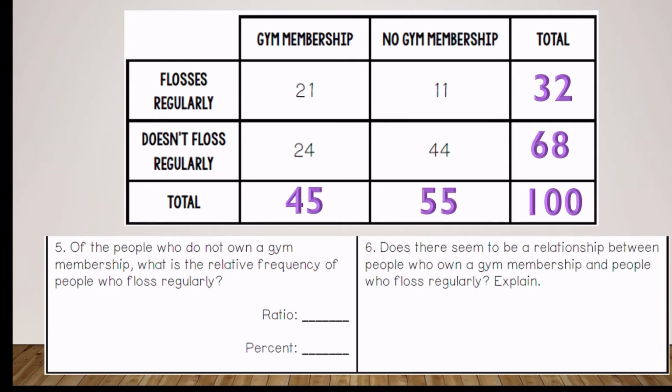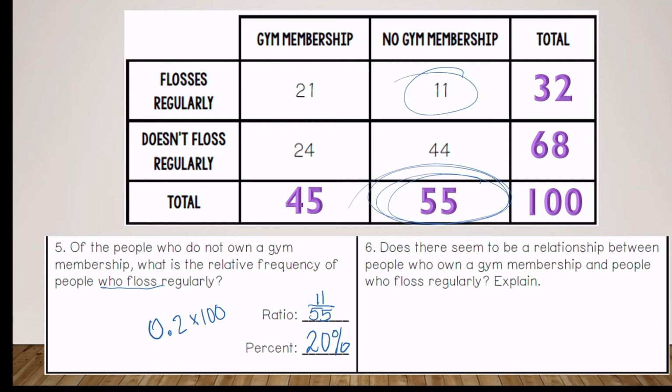Okay, so here, this is our same table. We're just going to extend and answer 5 and 6. Of the people who do not own a gym membership, so now we're looking at this total, ladies and gentlemen, what is the relative frequency of people who do floss regularly? So we're looking at 11 out of 55, okay? And if we go to our calculator and we put that in, we get 0.2, but I have to times that by 100, so it's really 20% of individuals that do not own a gym membership floss regularly.